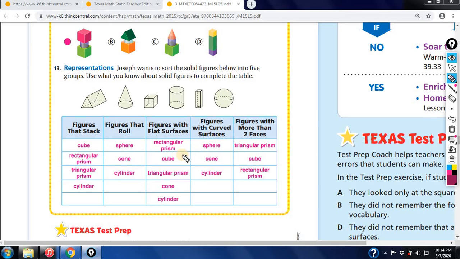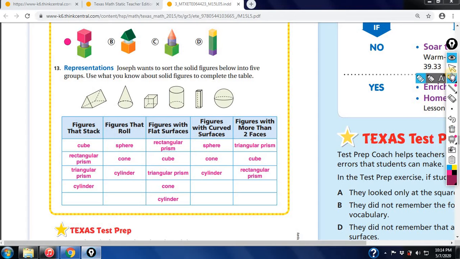Figures with curved surfaces. Well, here's a curve, the sphere. The cone has a curve here, and the cylinder. These are curved surfaces. Figures with more than 2 faces. A triangular prism has 1, 2. Cube has more than 2. Okay. And a rectangular prism, 1 and 2. Okay. It's very good.